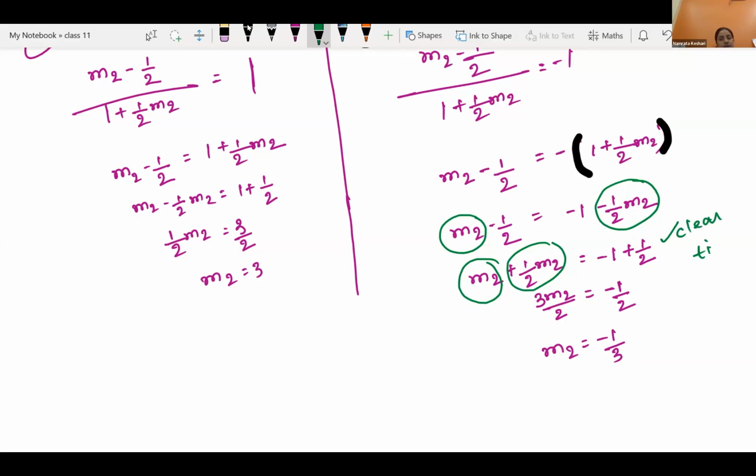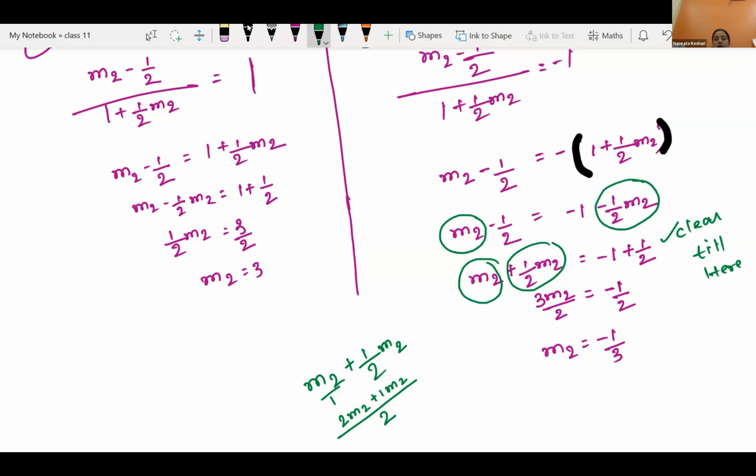Now we are adding M2 plus 1 by 2 M2. Here the LCM will be 2, right? And here we will have 2 M2 plus 1 M2. Yes or no? Is it making sense? Manvi, Neha, Mariam.